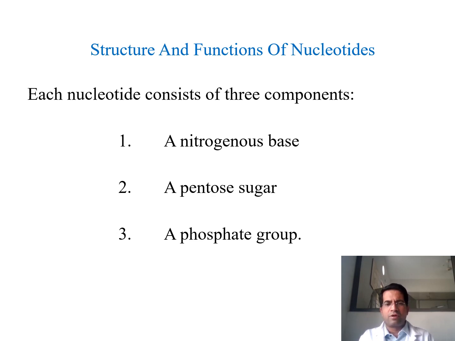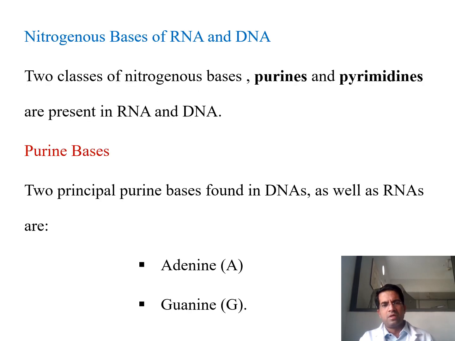They contain a nitrogenous base, a pentose sugar, and a phosphate group. And the nitrogenous base, again, can be of two types. It can be a purine base or a pyrimidine base. Both purines and pyrimidines are present in RNA and DNA. The two main purine bases in DNA as well as RNA are adenine and guanine.